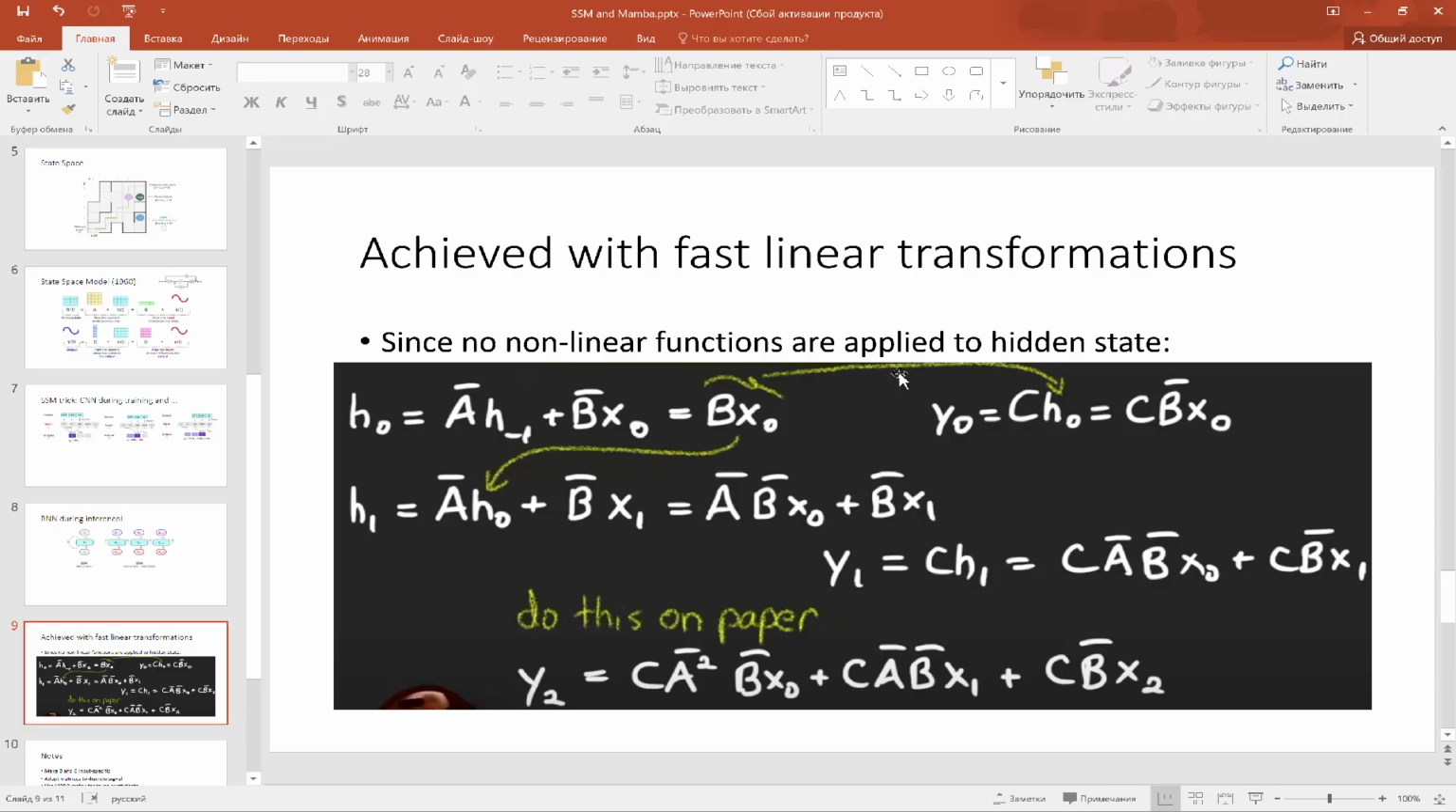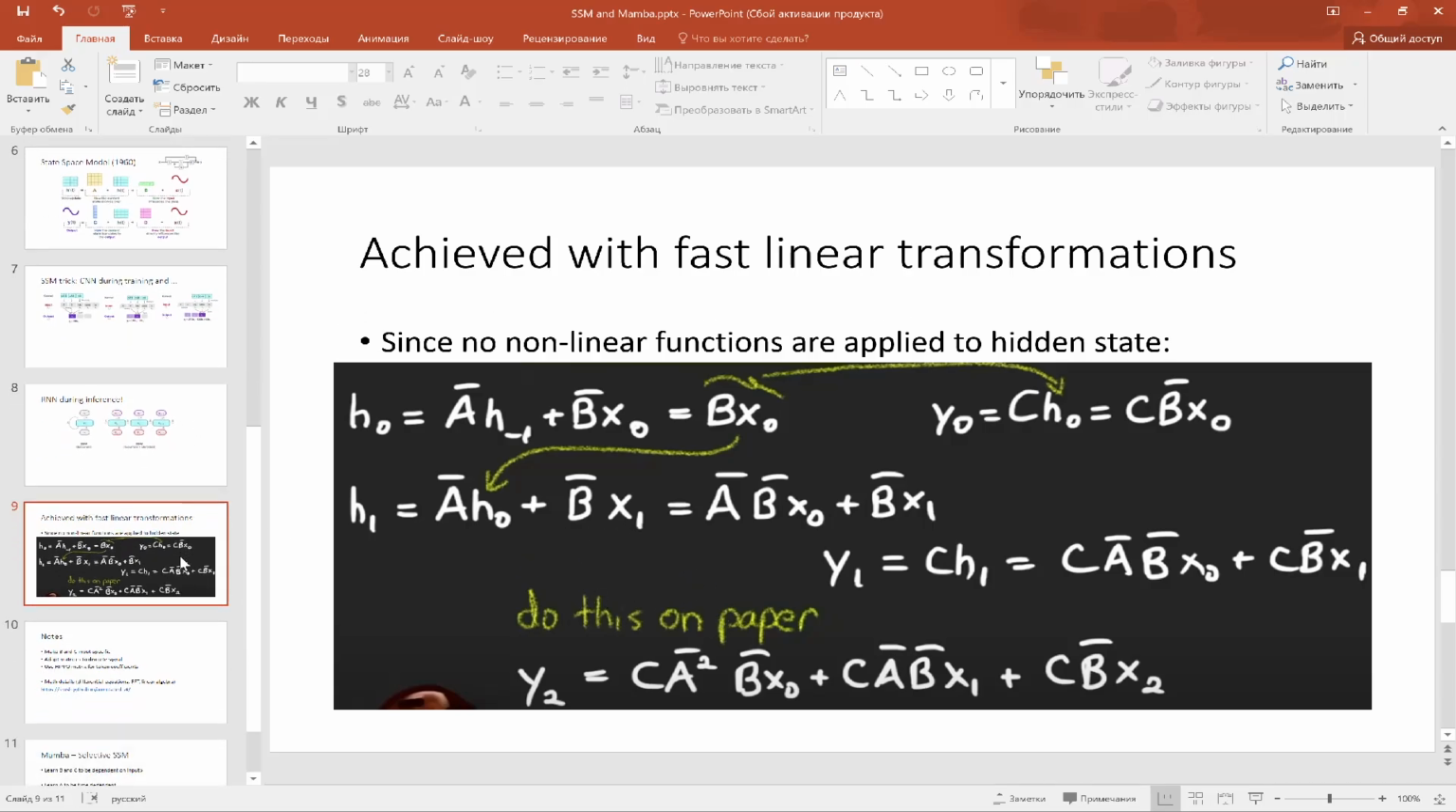So I try to explain why it is fast. But the downside of such an architecture is that we just apply linear matrices to the states, which possibly, and I'm sure of that, reduces the power of the model. So we can somehow fix this.